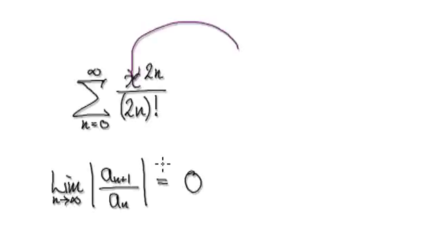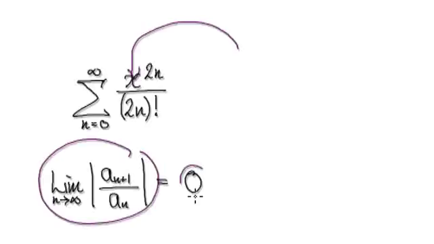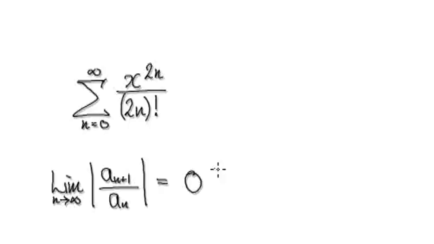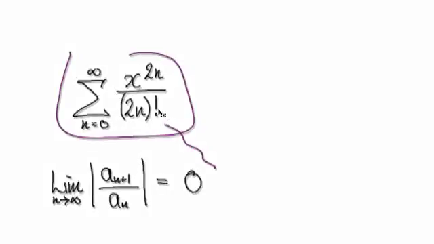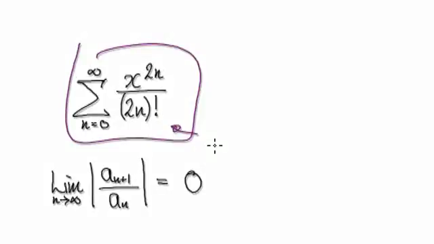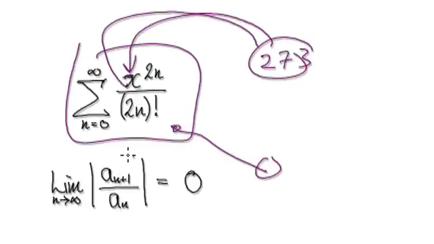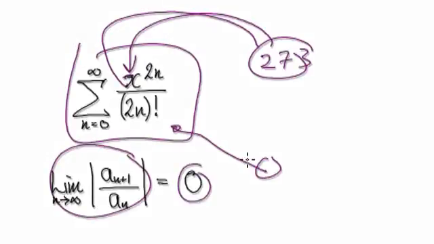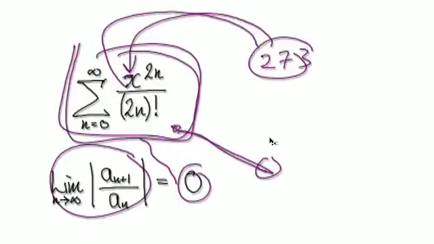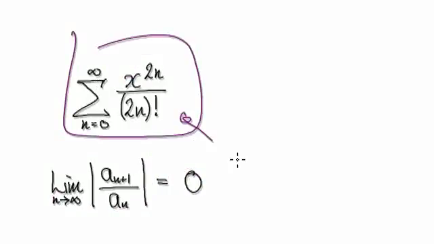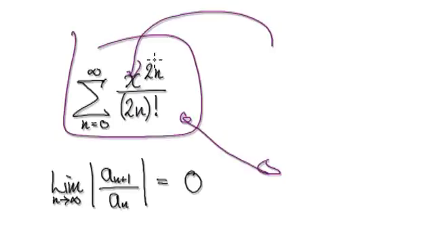regardless of what you put into the x, the value of this will be 0, meaning that the original series will converge. So the original series will converge regardless of what you put into the x. You can put 273 into there. If you put 273 into here, this value will be 0. Well, 0 is less than 1. Therefore, the original series will converge. So overall, the original series will converge regardless of what you put into the x.